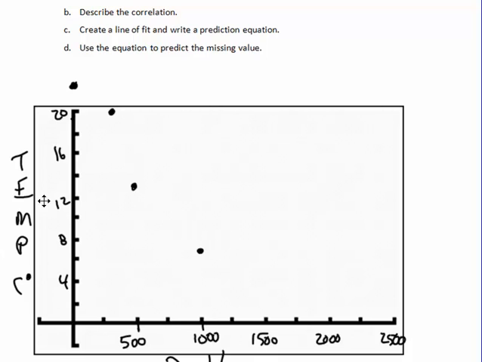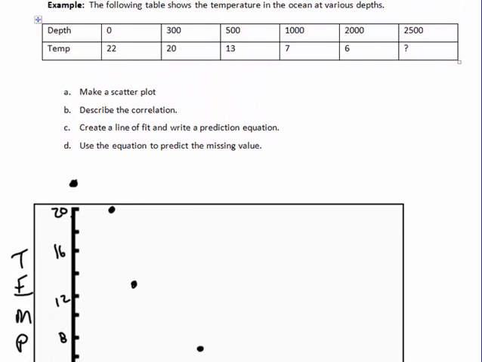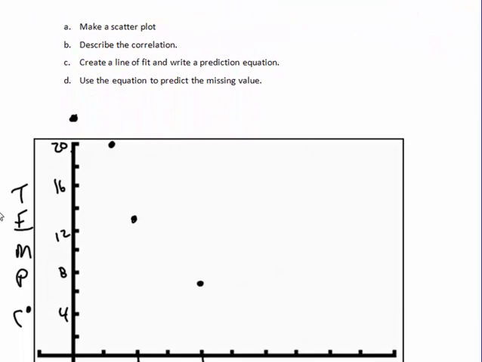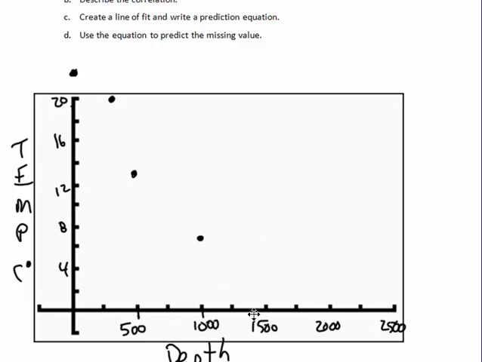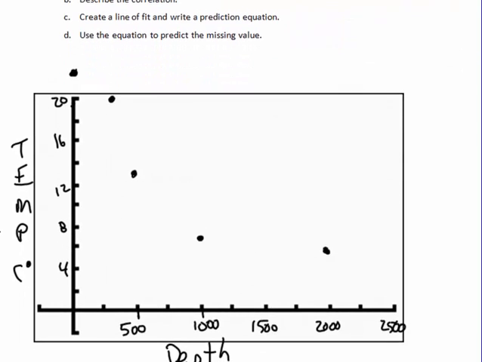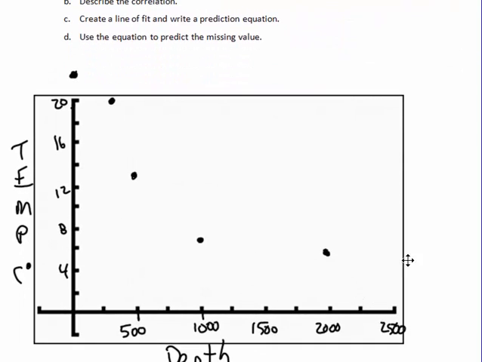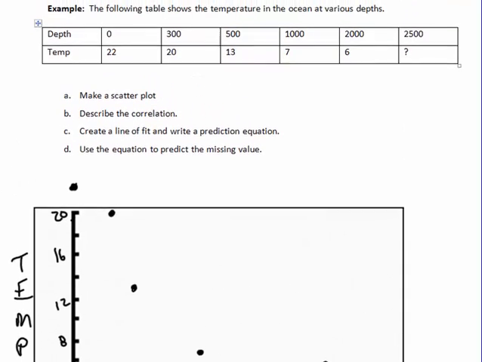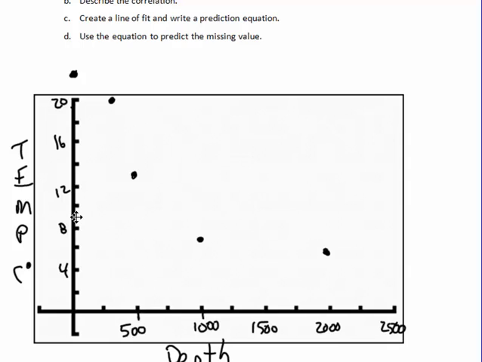Okay. At 2,000, my temperature is 6. So here at 2,000, my temperature is right around, right there at 6. Okay. And at 2,500, we don't know. Did it really skip from 1,000 all the way to 2,000? Dang, that's crazy. Okay.